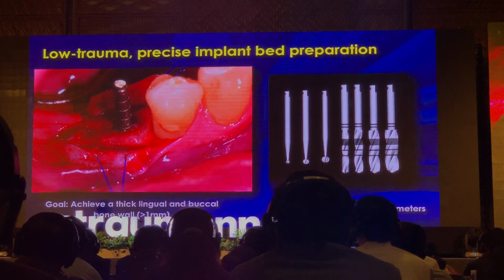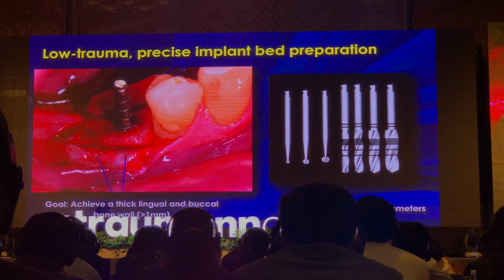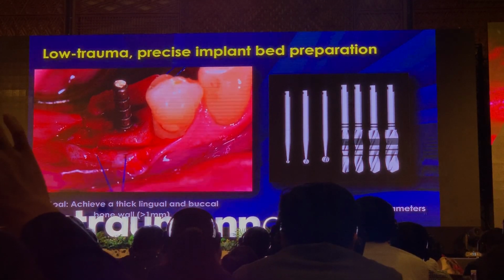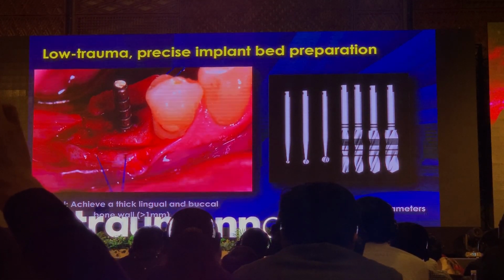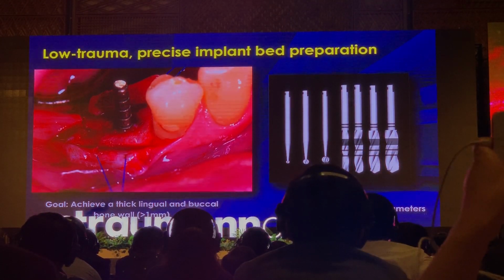First, round burr. We check the position. Second round burr. When needed, we can correct the position a little bit. Then the first spiral drill, and the first spiral drill goes in place with a depth gauge.